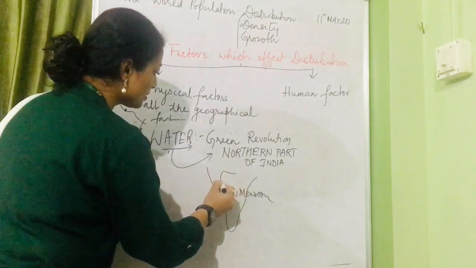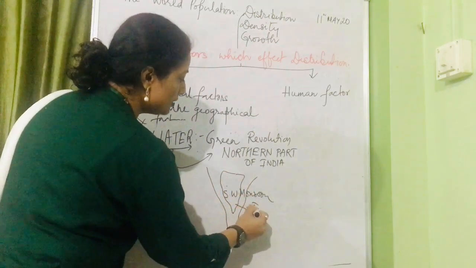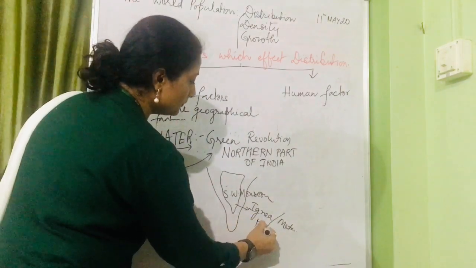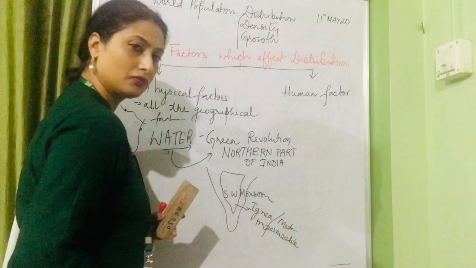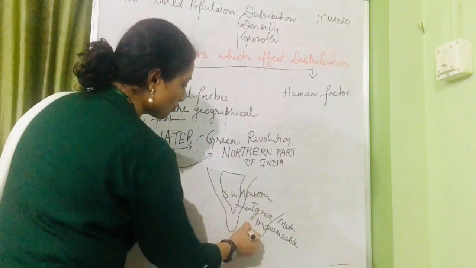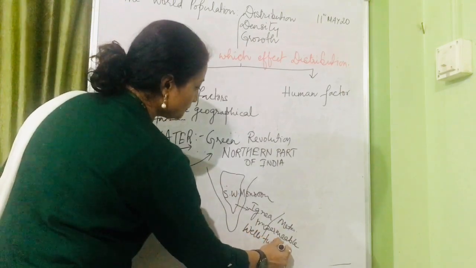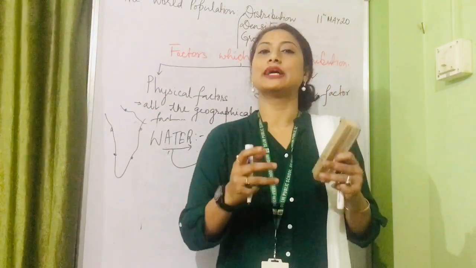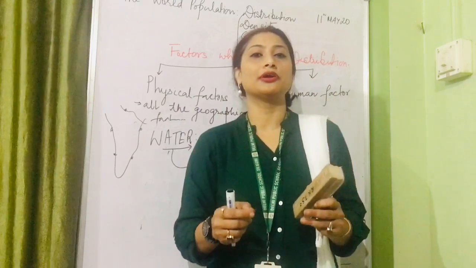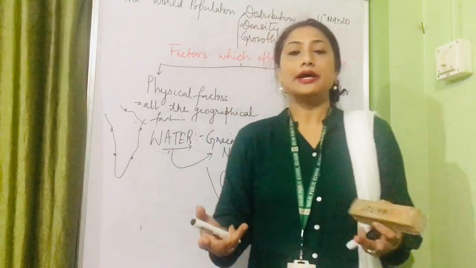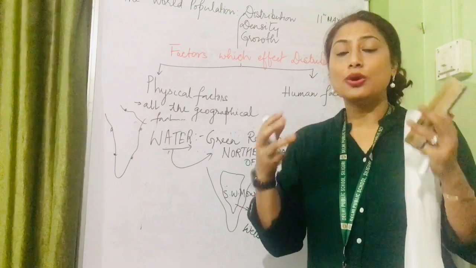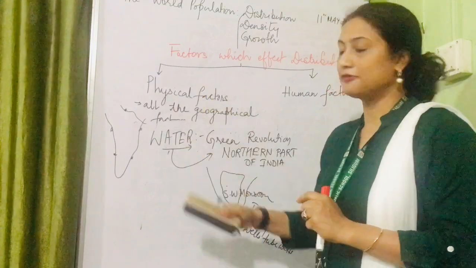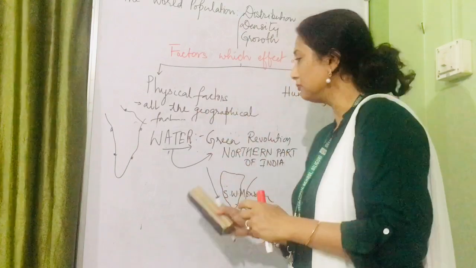But the problem is, this region is made up of igneous and metamorphic rock. So it is impermeable. So the problem is they cannot have wells and tube wells. Whereas northern India is made up of soft alluvial soil, so we find there is ample scope of getting underground water. Each and every farmer in Punjab, Haryana has their own tube wells to get water. And high yielding varieties of seed, as you all know, require quite a huge quantity of water for their growing period. So water is one geographical factor which is responsible for attracting population.